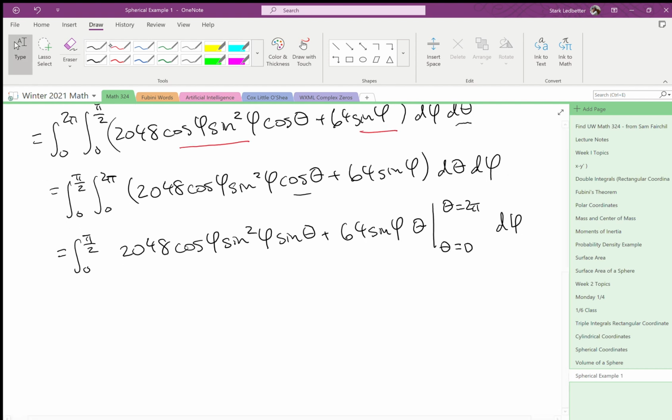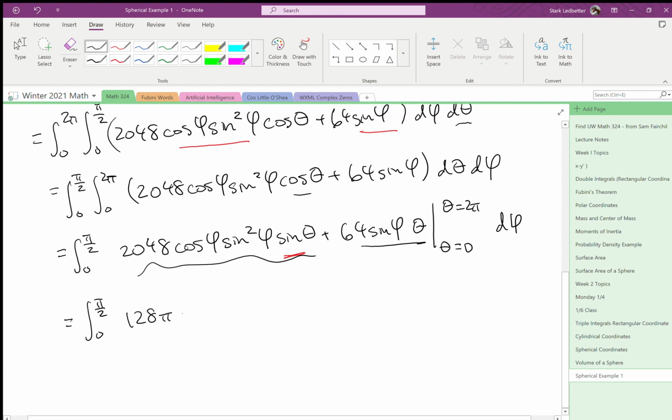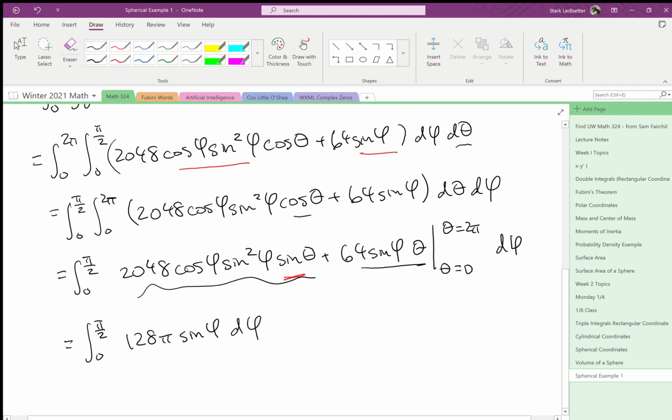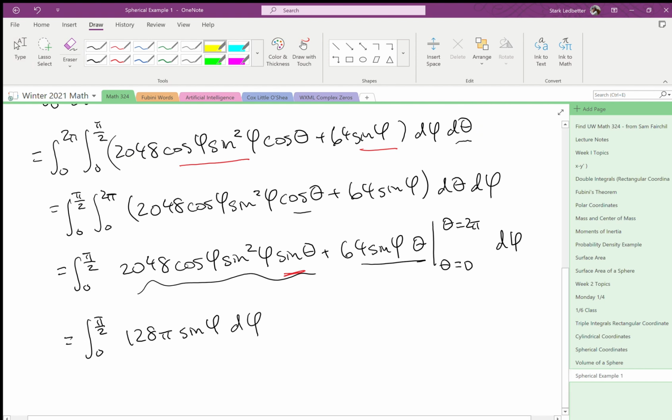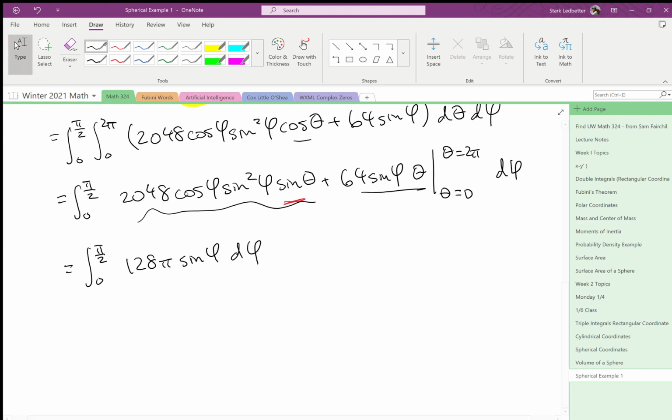And this is great. We did a really good thing here, because we have a sine theta here, and sine of 2 pi is 0, and sine of 0 is 0. So actually this whole term will drop out, and we'll just be left with, we have to plug in 2 pi and 0 into there. So we get 128 pi sine phi minus 0 d phi. So that's a lot easier than what we were looking at back here. If we had to integrate with respect to phi, this first part was going to be pretty difficult. We integrated with respect to theta first. We got the first part to drop out. So this is fantastic. Now I only have to do one easy integral with respect to phi.